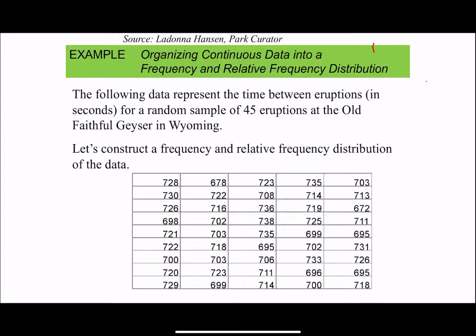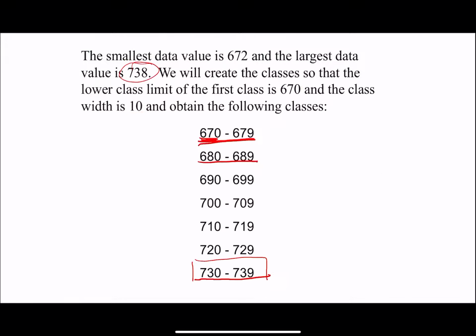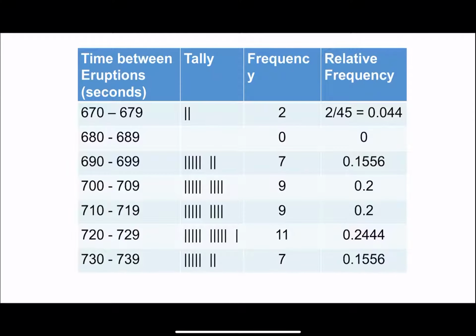For example, my first class was 670 to 679. Let me see. I'm just looking through my data points here. Somewhere in here I have a 672. I can't find it. A 672. So you see I can only find 2 of them. So I'm going to do that with each class, and then I create my frequency table here.